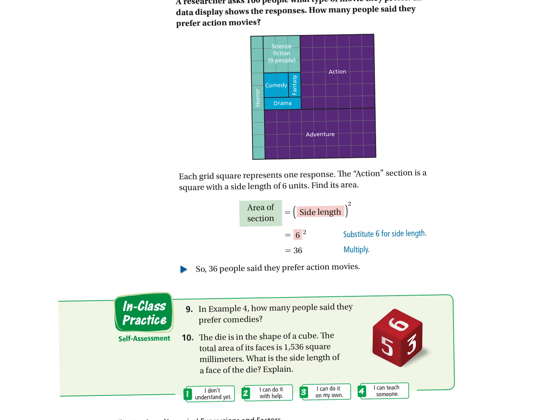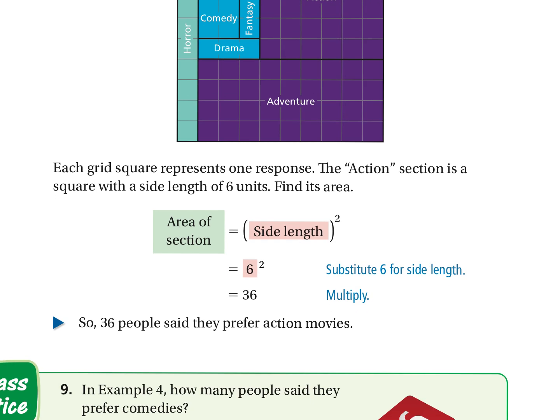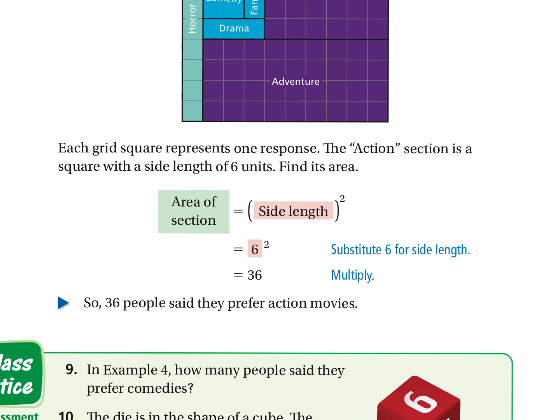It says that each grid square represents one response. The action section is a square with a side length of 6 units. Do you see it? It's purple, the action piece. Find its area. So if I have a 6 by 6 square, then the area of action is representing what? 36. So then 36 people prefer action movies. Okay, do you see how they displayed that data?